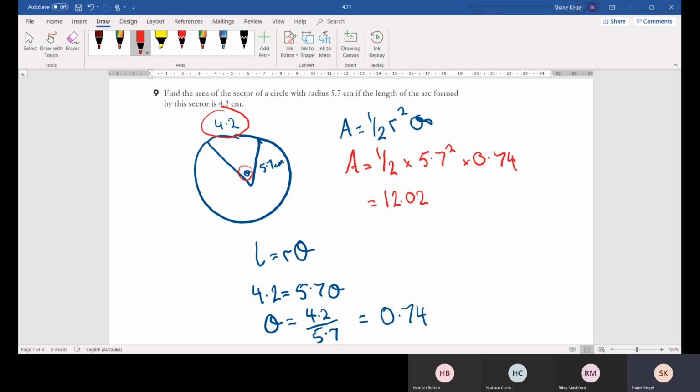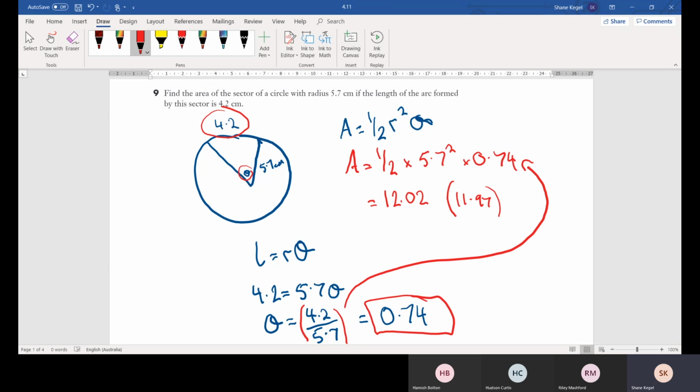Now the answer in the textbook is actually 11.97. The reason why I got it slightly different is just because I rounded this number here. So if I would have left that in its fraction form and inserted this in here instead of 0.74, I should get that 11.97. So let's do that quickly, just to be exact. I'm going to insert that fraction in here. So 4.2 on 5.7. Yep, and hopefully that gives me my 11.97.